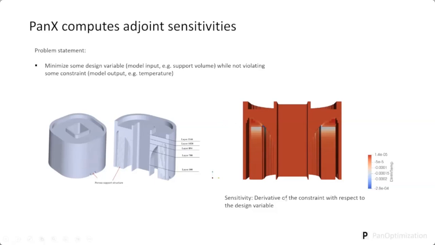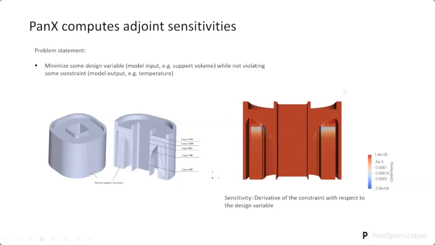And the PanX solver can compute adjoint sensitivities. So what the sensitivities are is the derivative of whatever constraint we're interested in with respect to the design variables. So in this case, the design variable is the volume fraction of the support at every point in the support structure. And what these sensitivities are telling me is that if I want to lower the temperatures in the hot sections, this is where I get the biggest bang for the buck. So it's saying we're going to take a look at adding material in these regions here, and that's what the result is going to be most sensitive to.